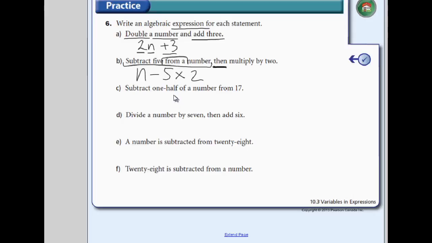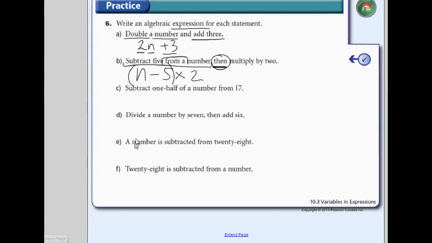Well, not really, because in this case, order of operations would tell me to do 5 times 2 first because multiplication is done first. But our words tell us to subtract 5 from a number first and then multiply by 2. So all we have to do is put brackets there. Now I would subtract 5 from a number first and then I would multiply by 2.